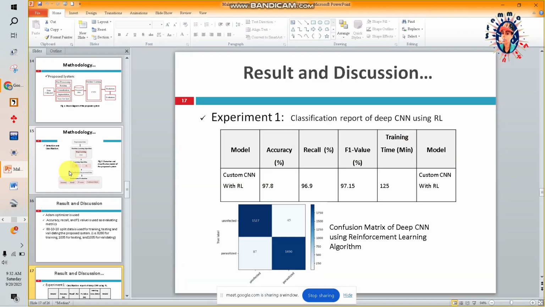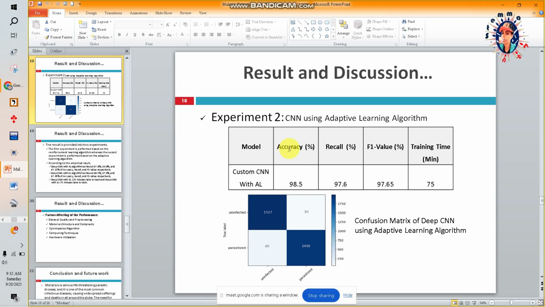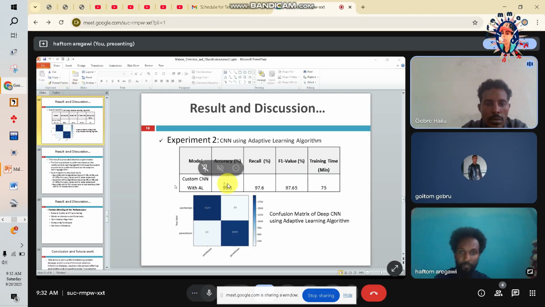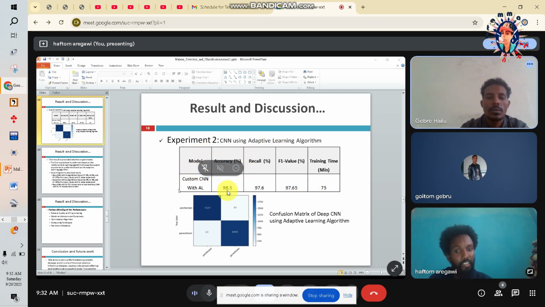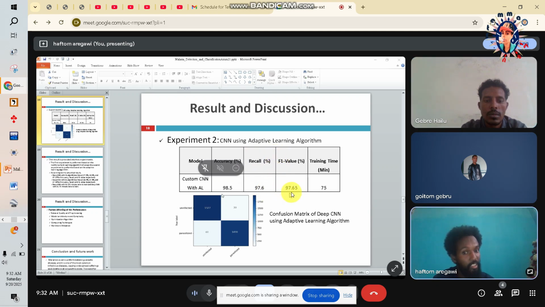Then the second experiment, convolutional neural network using adaptive learning algorithms, as we have seen. And it takes 75 minutes.